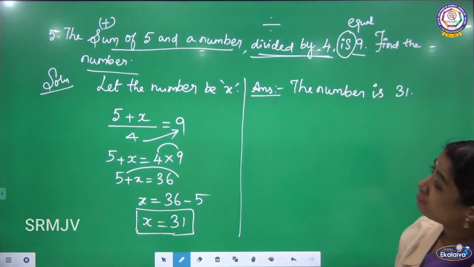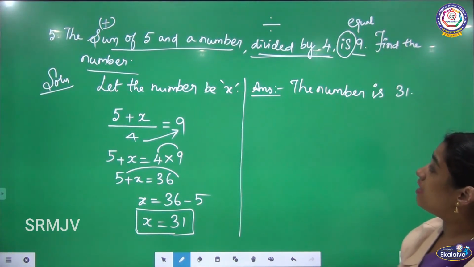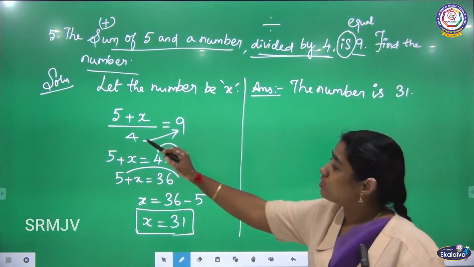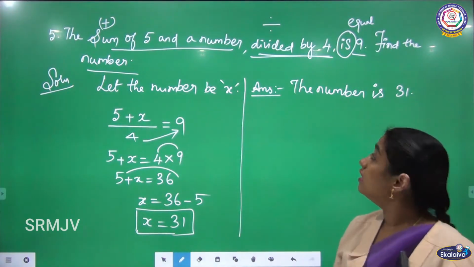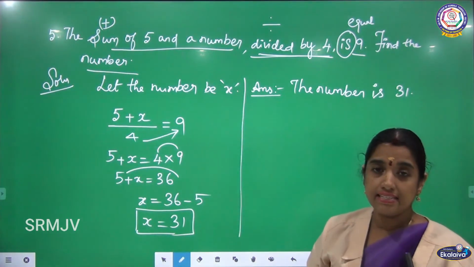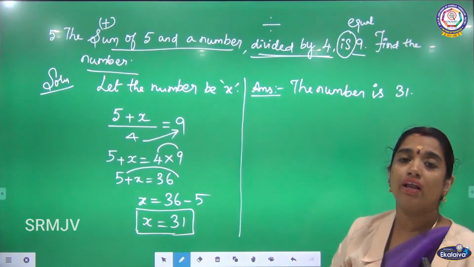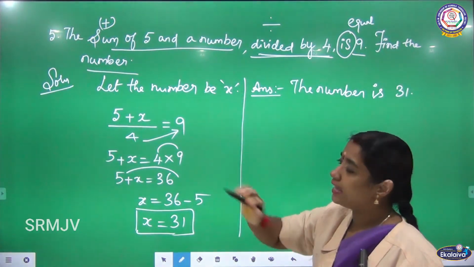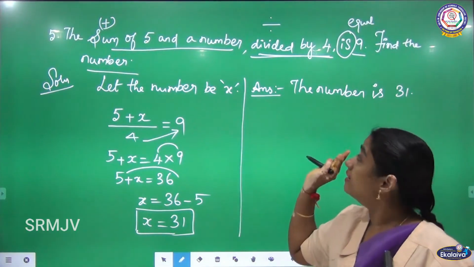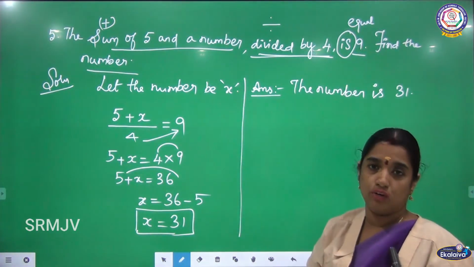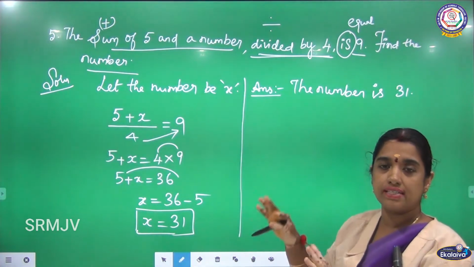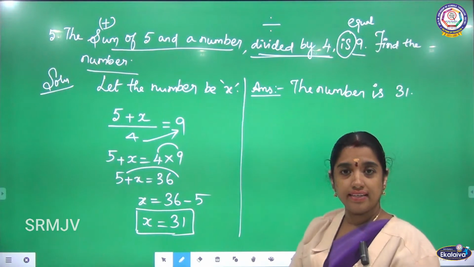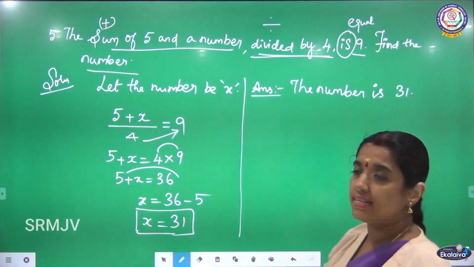So sum of 5 and a number, I have written 5 plus x divided by 4. So divided by 4 is 9. Is means what? Is gives equal, or all have the same meaning, which is what? Equal. So for this equal, and 9, I have written the 9. Don't change the number. Just what is given in the number, when you are writing, write clearly. Can you clear this? Shall I move on to the next sum?